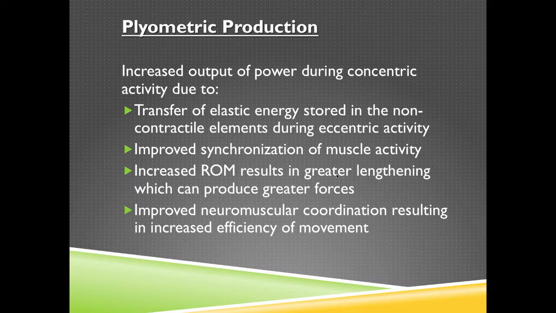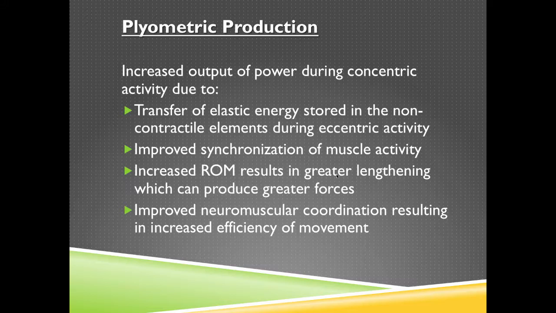So the plyometric production. Increased output of power during a concentric activity is due to, one, a transfer of elastic energy that is stored in the non-contractile elements during the eccentric activity. And then secondly, an improved synchronization of the muscle activity. So the muscles are firing more in conjunction with one another. They're synchronized. So you get more recruitment of the muscle fibers than if you're just doing a squat.